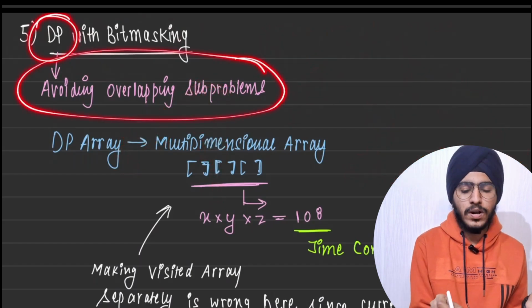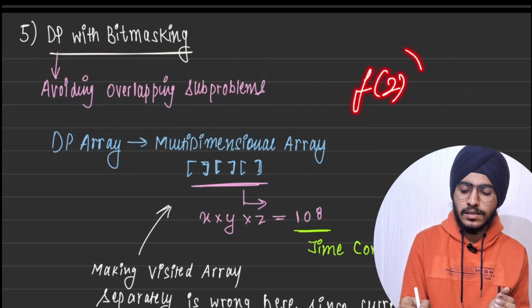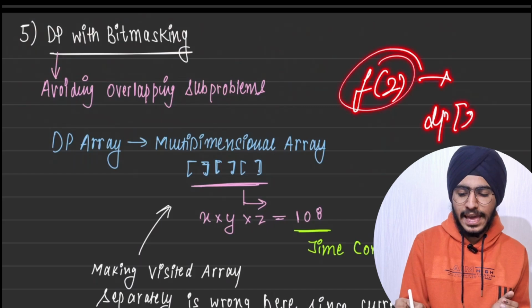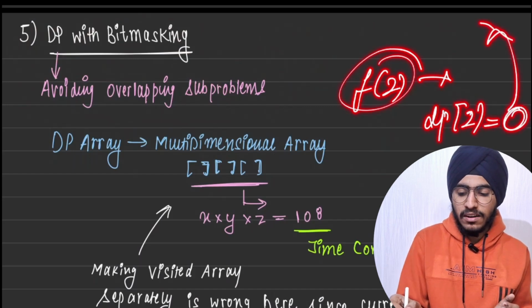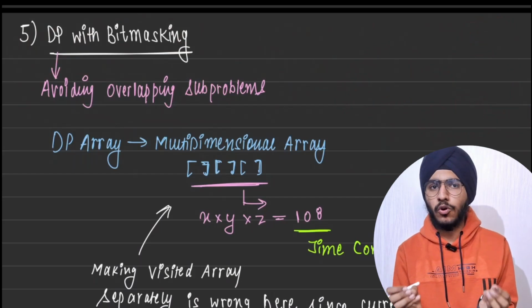It says avoid overlapping subproblems by storing the state. So instead of recalculating this 2, store it somewhere in the array so that I can reuse it again. So this is the DP, right? So in short, I have talked about DP.